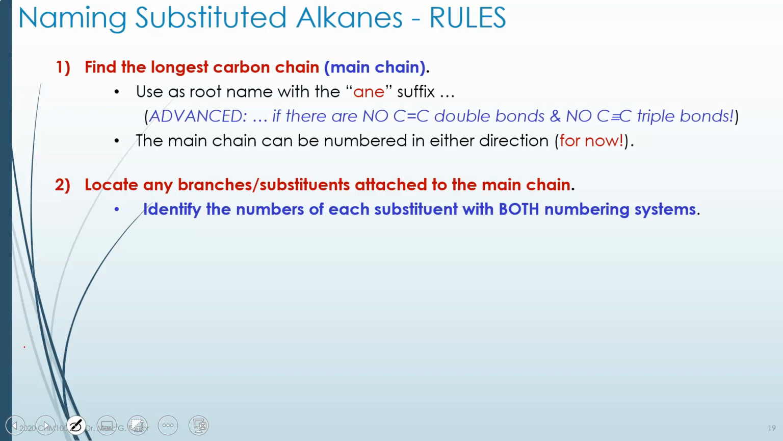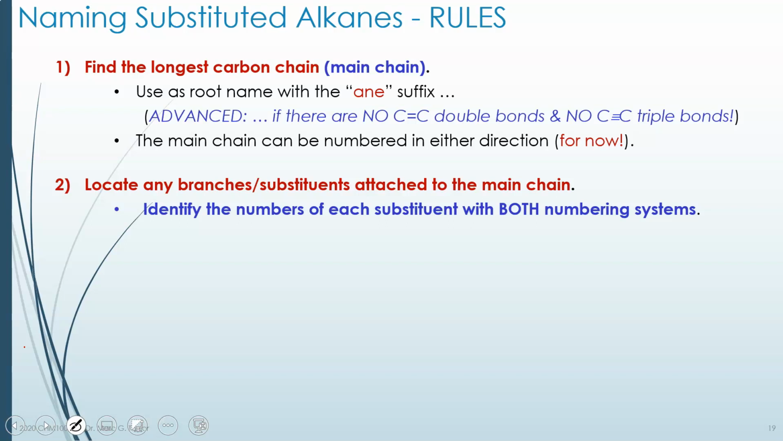So you're going to locate the substituents, or the branches or the groups, or whatever you want to call them, that are attached to the main chain, but don't circle parts of the main chain. Keep your circles separate. That way you're not counting anything twice. And then use both your numbering systems and list all the positions that all your substituents are on.